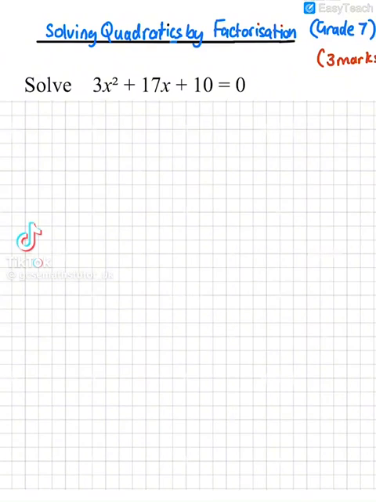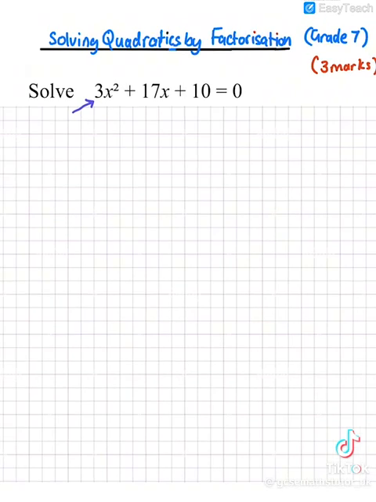Okay, so solving quadratic equations by factorization. Now, this question is slightly challenging because we have a coefficient in front of the x. So I'm going to show you a couple of methods that you can use to solve this. Now, the first one I'm going to use is the inspection method. So this needs to go into two brackets.